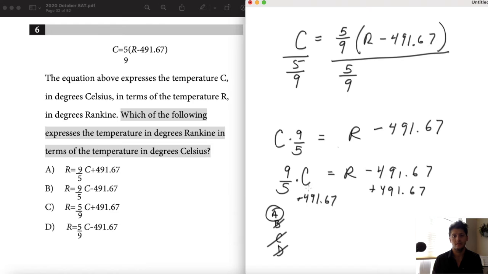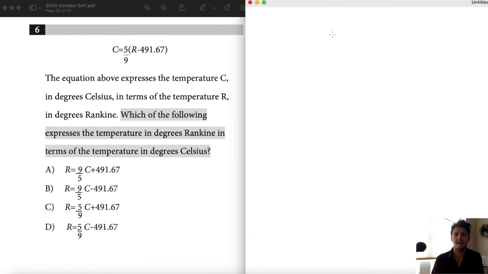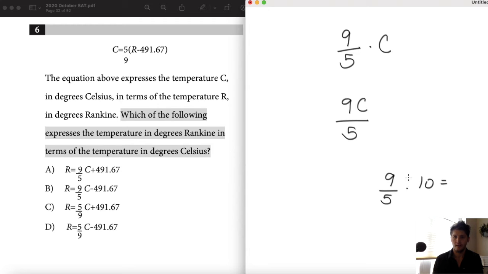9/5 c plus 491.67. So just to be clear, because sometimes they'll write it two different ways. Look, 9 over 5 times c is the same thing as 9c over 5. Some people get a little bit confused about that. If you want, give yourself an easy number with c to make it make sense. Maybe try c is 10, right? 9 over 5 times 10. You could do that and figure out what that is as a decimal.